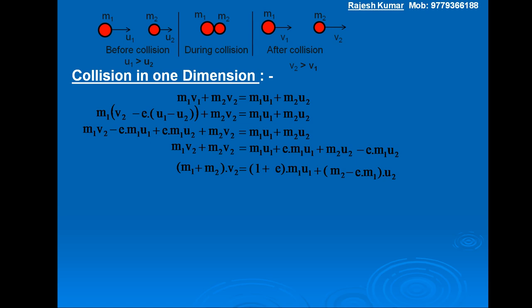Now dividing by M1 + M2, we get V2 equal to (1 + e) M1 U1 upon (M1 + M2) plus (M2 − e M1) U2 upon (M1 + M2). So this is the value of V2, the velocity of the object of mass M2 after the collision. Let it be equation number 4.